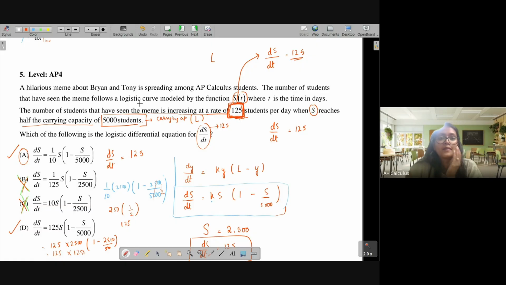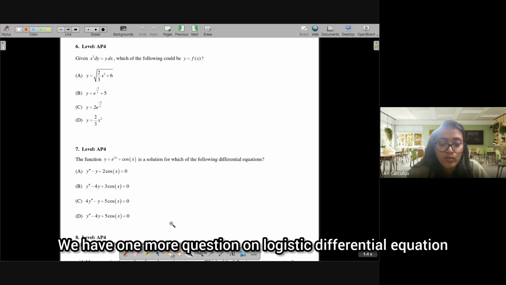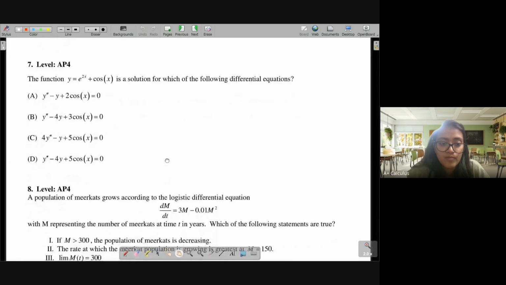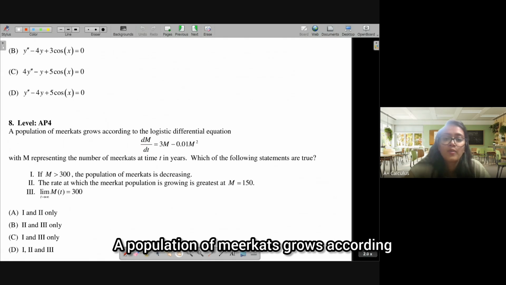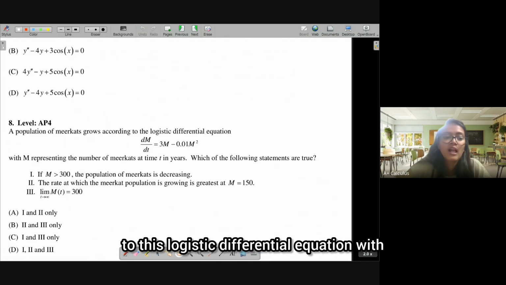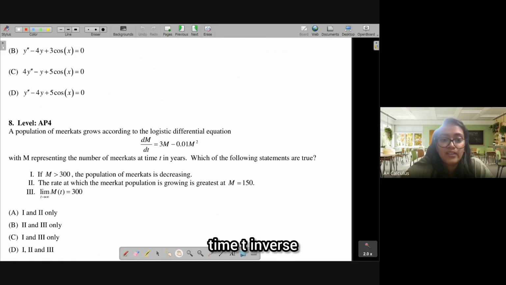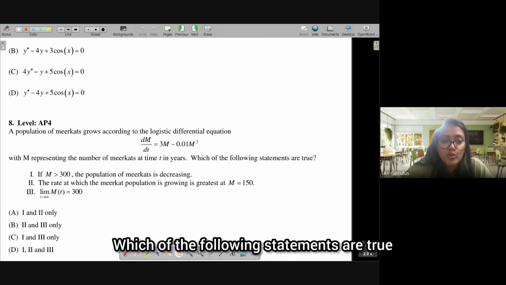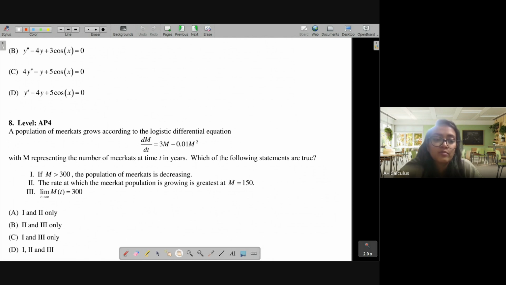Okay, let's see. We have one more question on logistic differential equation. A population of meerkats grows according to this logistic differential equation, with M representing the number of meerkats at time t in years. Which of the following statements are true? So we have three statements. We have to see which of the three statements is true.